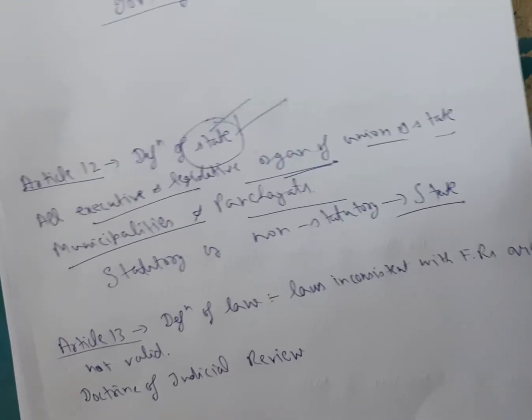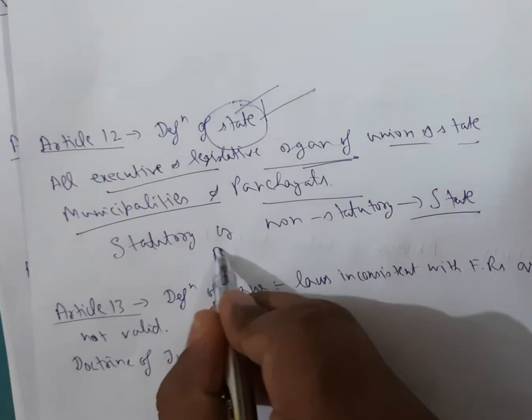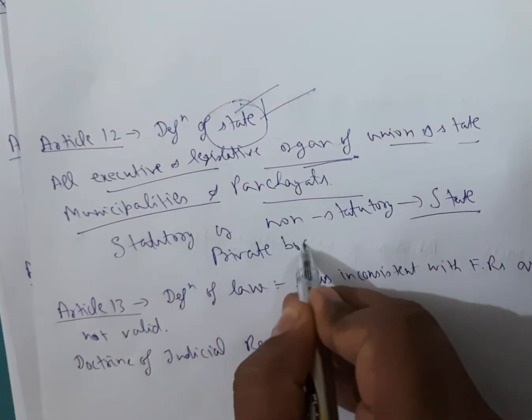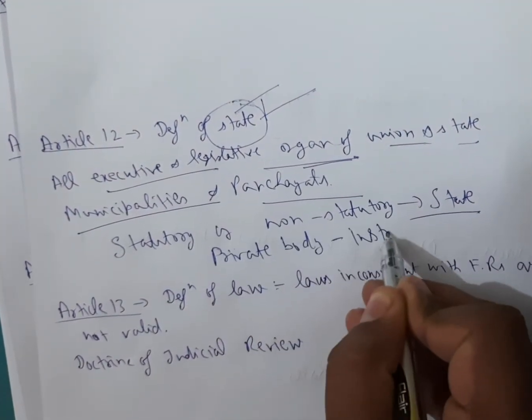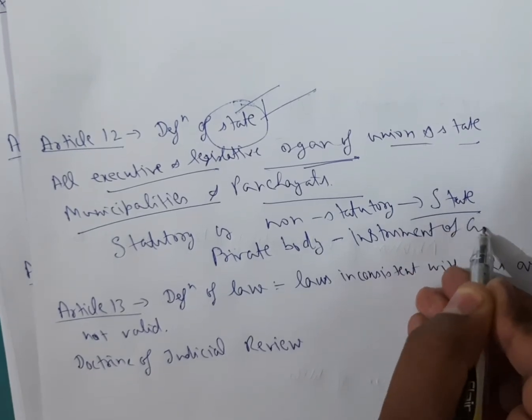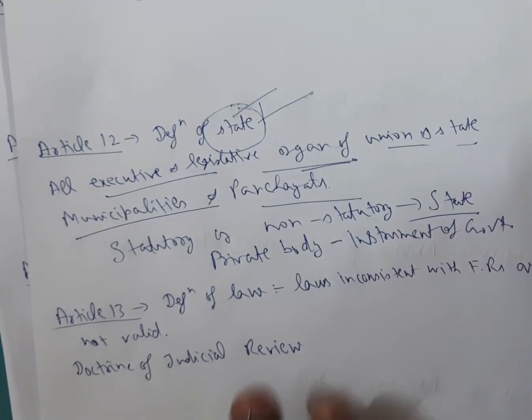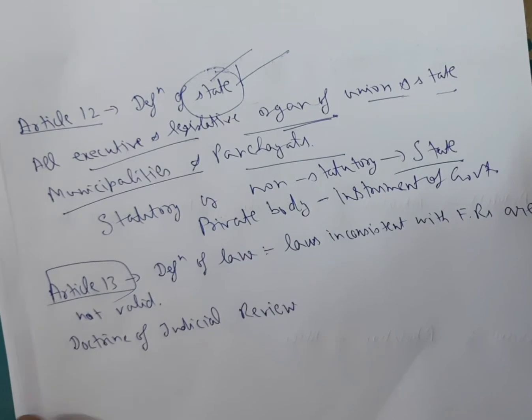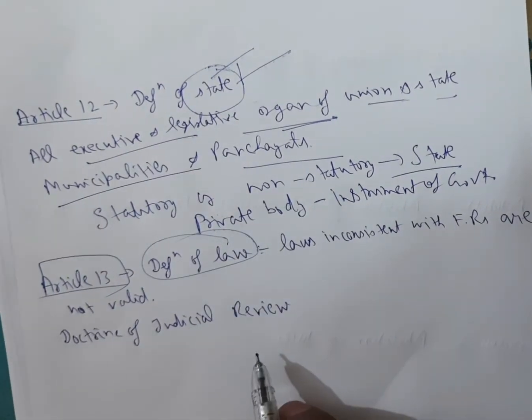As well as there are some private bodies which work as the instrument of the government, so they also come in state. Then we go on to article number 13. Article number 13 is the definition of law.